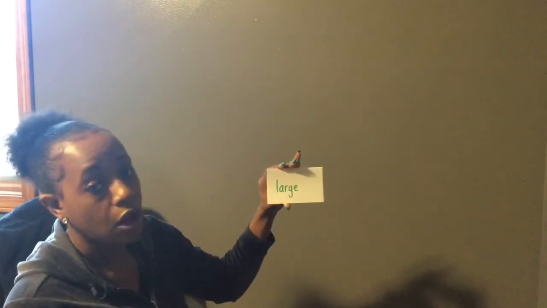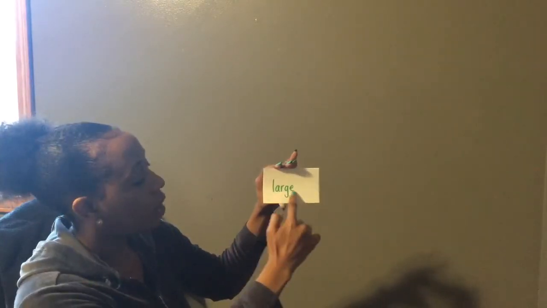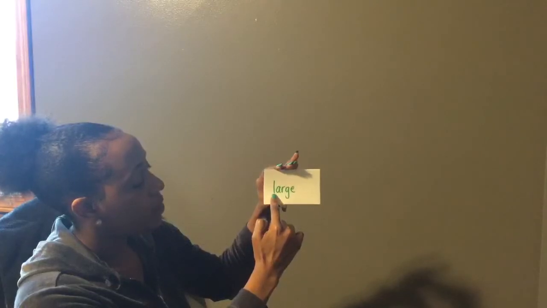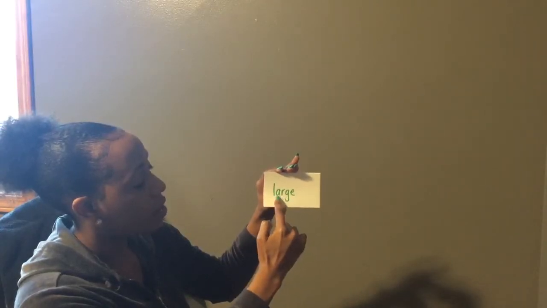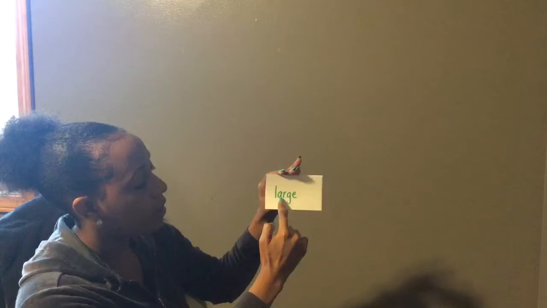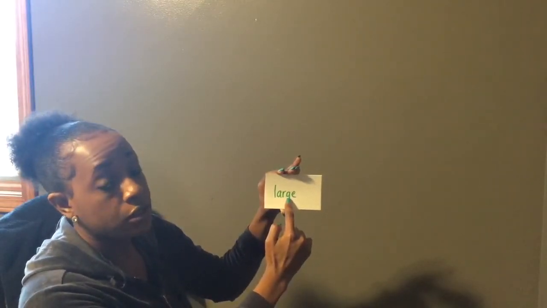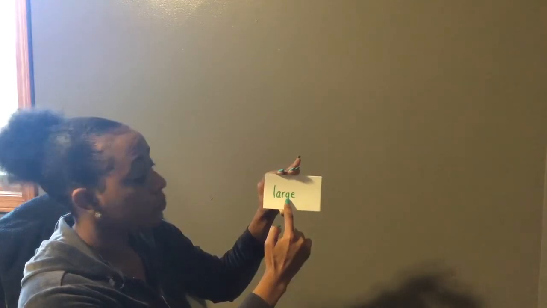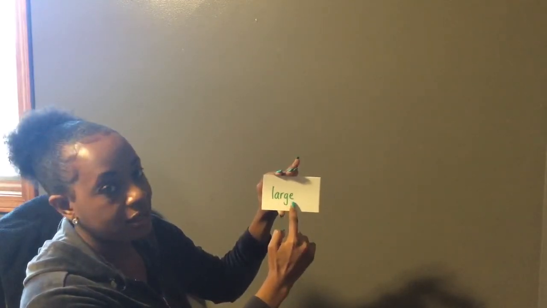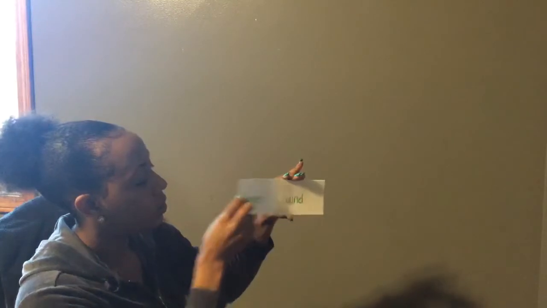Our next word is large. Large. So our beginning sound, L. There's our R controlled. We're going to make the R sound like a pirate. And then our G is a soft G, so it makes the J sound, J. And we don't hear the E at the end, large.